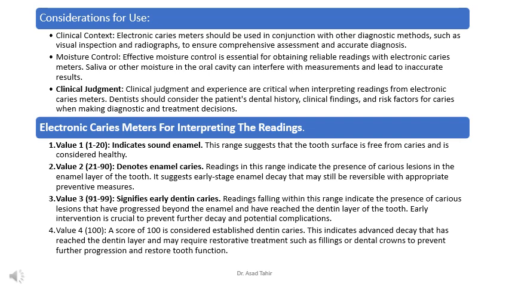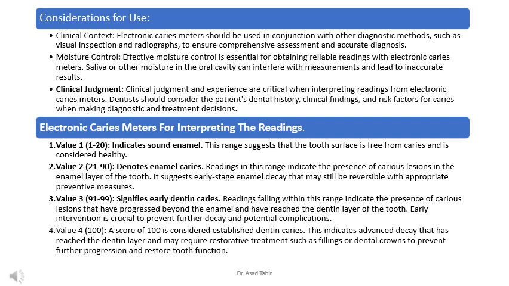Value 4, 100. A score of 100 is considered established dentin caries. This indicates advanced decay that has reached the dentin layer and may require restorative treatment such as fillings or dental crowns to prevent further progression and restore tooth function.